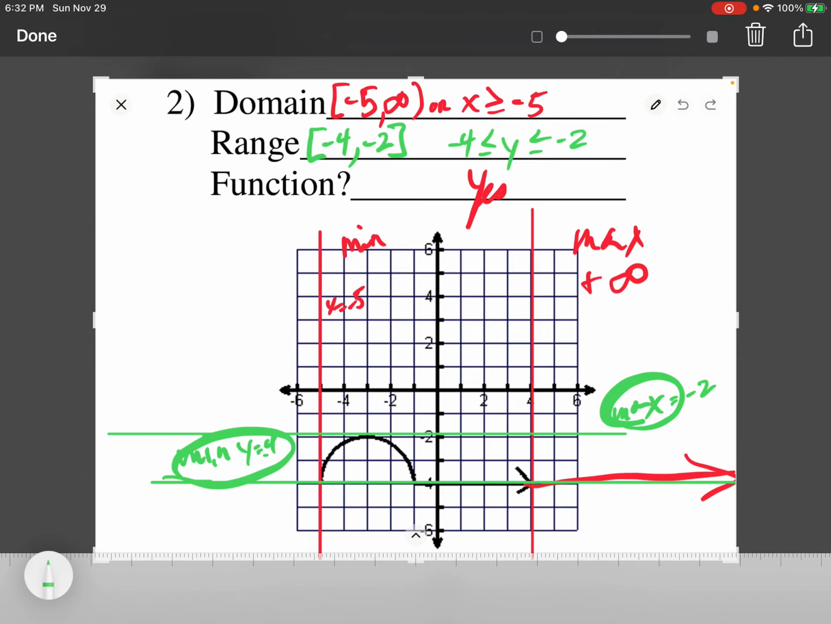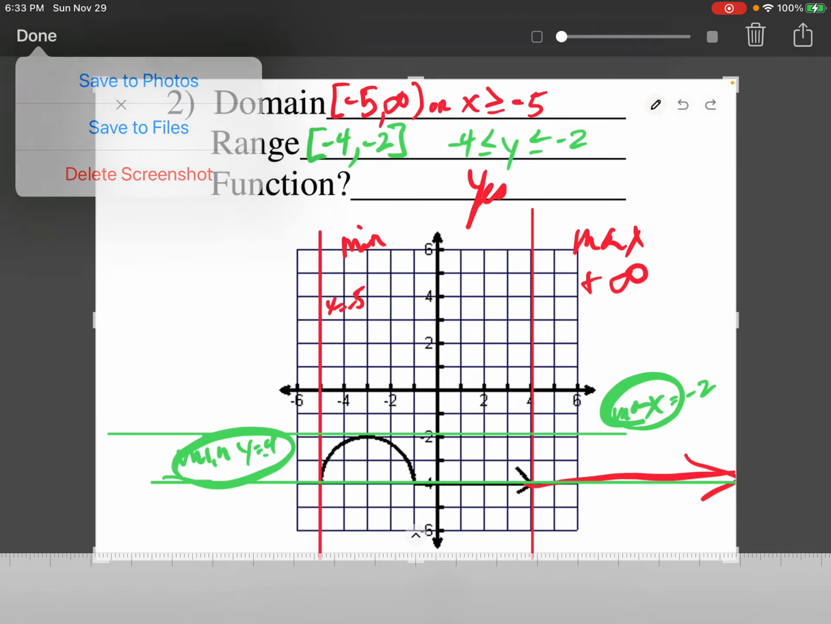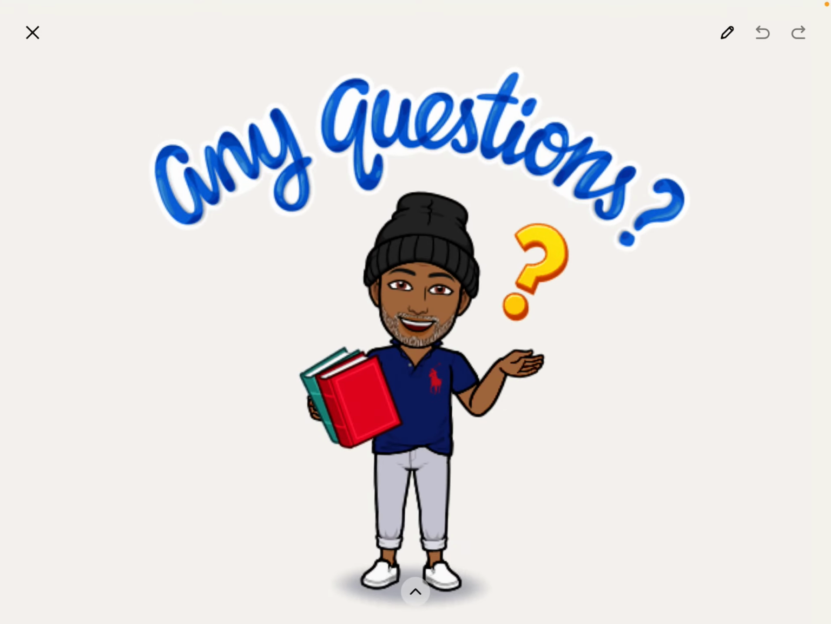That's how you do it, guys. Using the ruler, it's pretty simple. Hope you guys are good, and I hope this helped you.